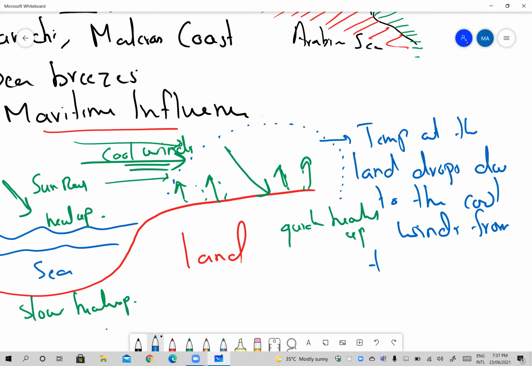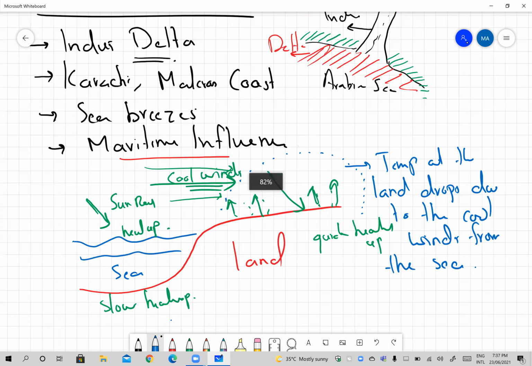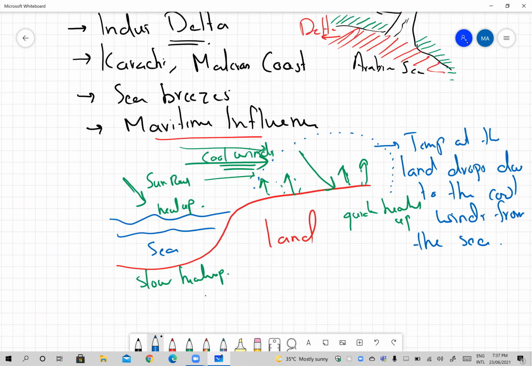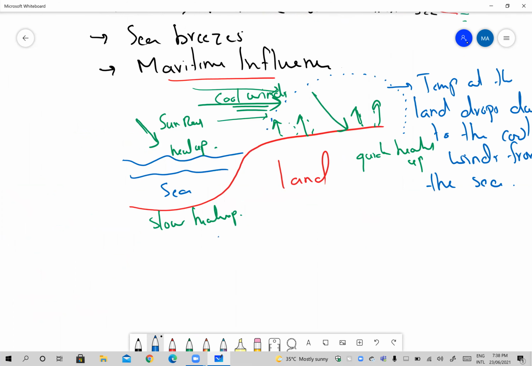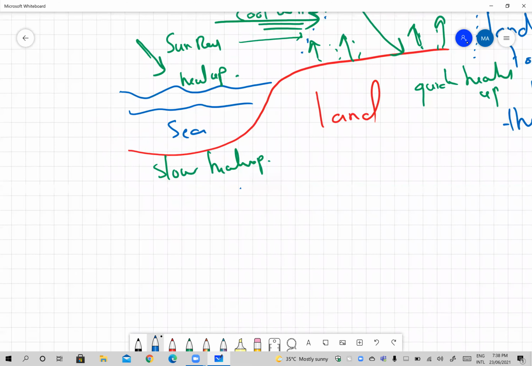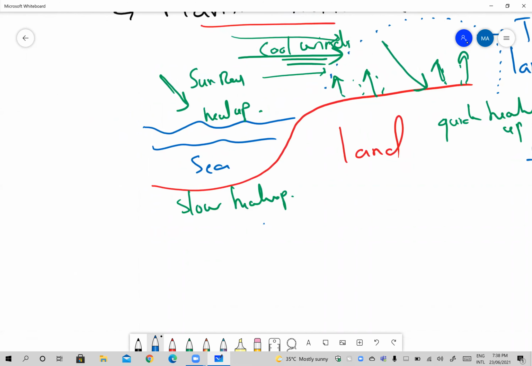This is maritime influence. This is why the climate of coastal areas is generally mild. It's not very hot in summers, it's not very cold in winters. But because the winds that blow from the sea to the land are very high in moisture content, they also increase the humidity levels. All right, so you can say high humidity levels.